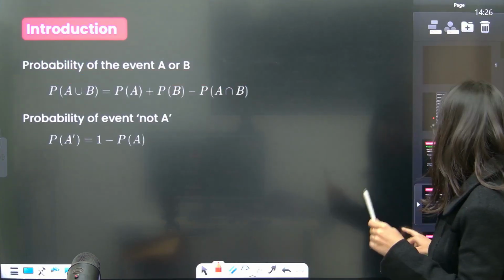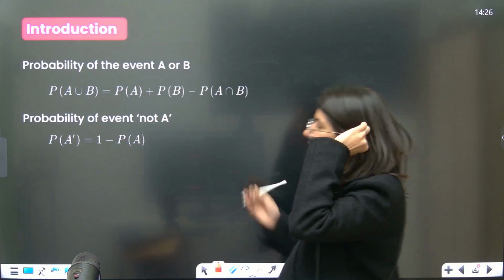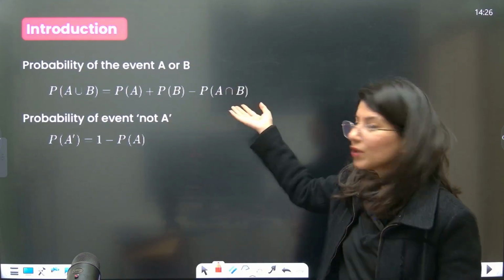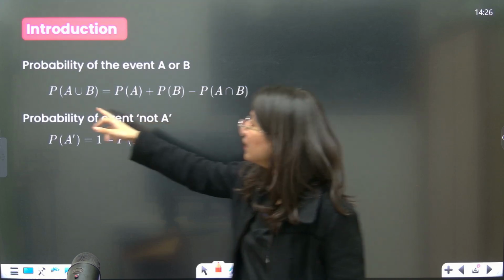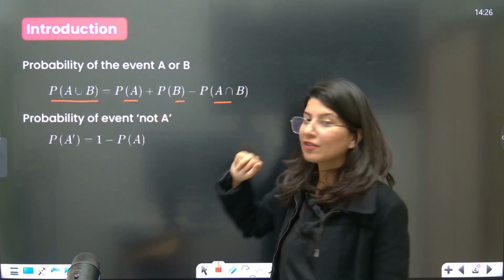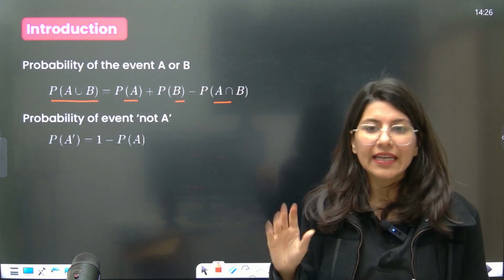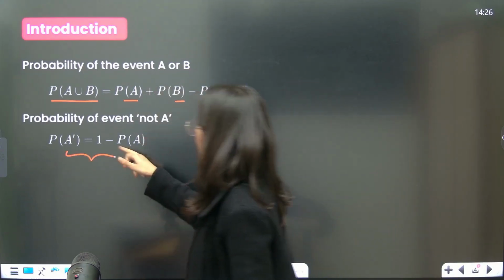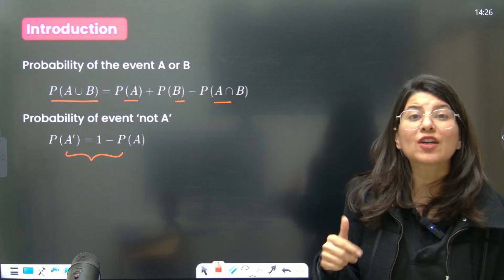This is the range of the probability. Now, this is a very easy and very popular formula: probability of A union B is equal to probability of A plus probability of B minus probability of A intersection B, correct? Now, probability of A bar, that is A complement.